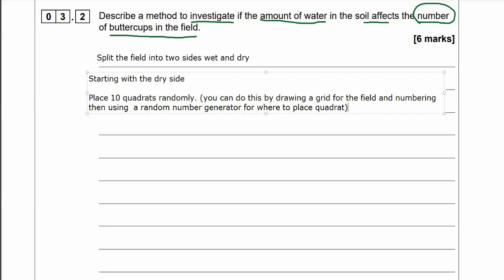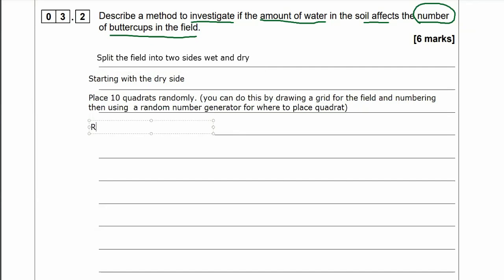And of course, once we've placed our quadrats randomly, what do we want to do next? Well, we need to look in the quadrats and then we need to identify the buttercups because you're going to have grass, clover, and other different species inside the quadrat. So, how are you going to identify what's buttercups, what's clover, and what's grass?